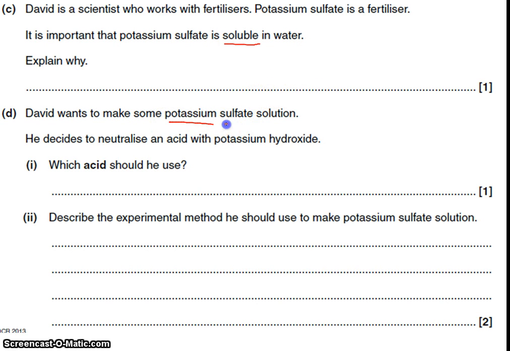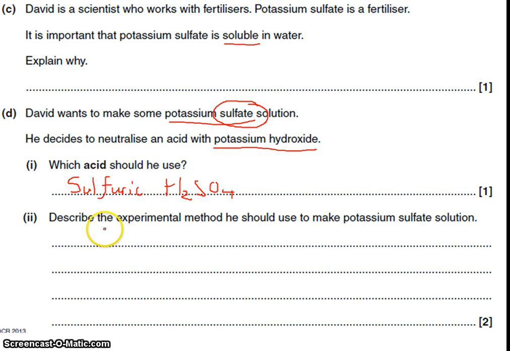He wants to make potassium sulfate, and he decides to neutralise an acid with potassium hydroxide. Which acid should he use? This question is about naming of salts, and the salt that we're trying to make is potassium sulfate. Now, the sulfate bit is the part that gives you the hint as to which acid. A sulfate is always made from sulfuric acid, or H2SO4, okay, sulfuric acid. If it was a nitrate, it would be nitric acid, and if it was a chloride, it would be hydrochloric acid.